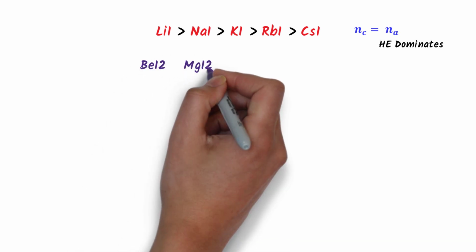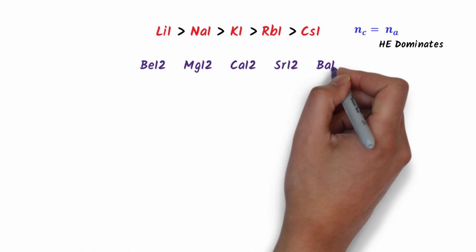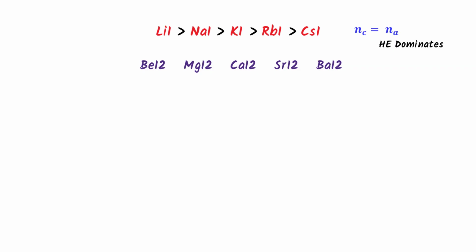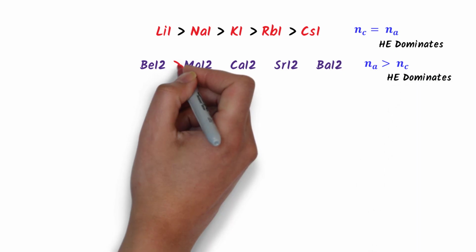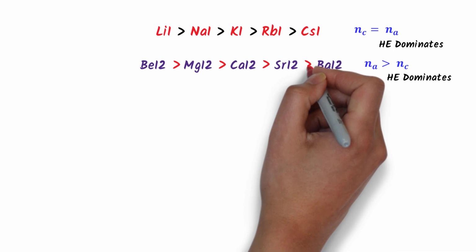In the same way, while looking at the iodides of alkaline earth metals, the number of anions is greater than the number of cations. Clearly, hydration energy is the dominating factor. Therefore, solubility will again decrease down the group.